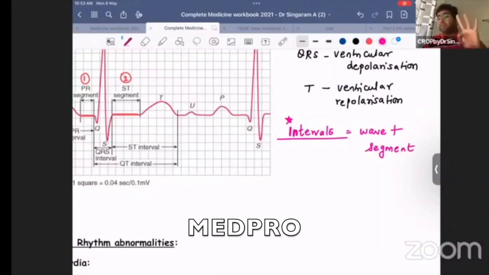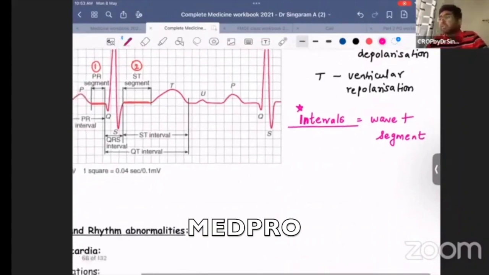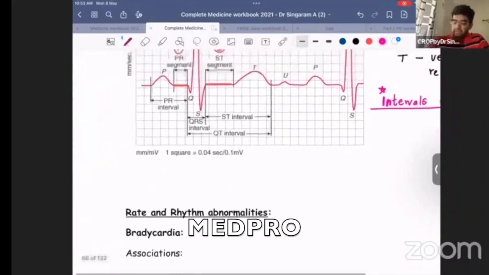And there are three important intervals which you should remember. Any of you know the intervals? What are the intervals you know? One is PR interval. Second one is called RR interval. Third one is called QT interval. So there are three important intervals. Okay. First is this one, PR interval. I am writing here PR interval.